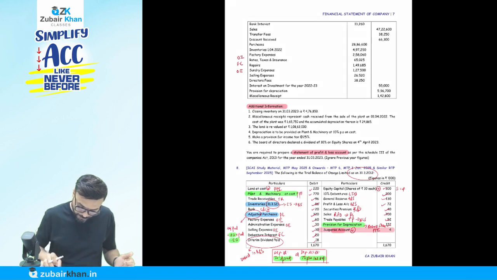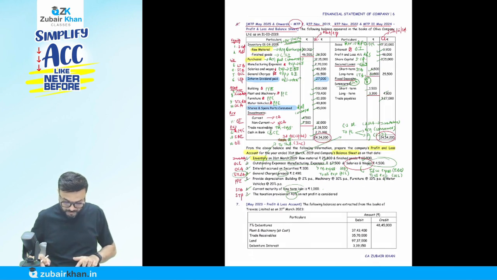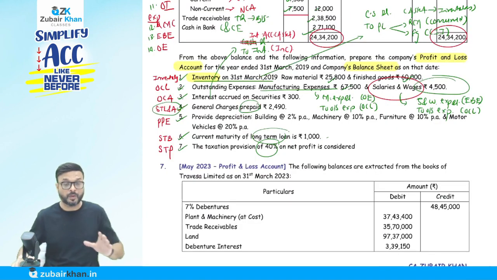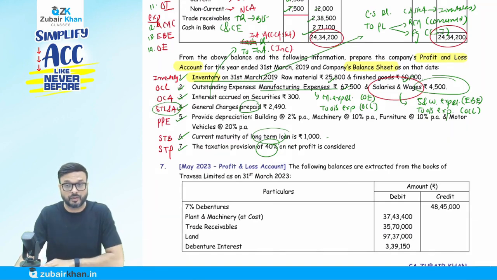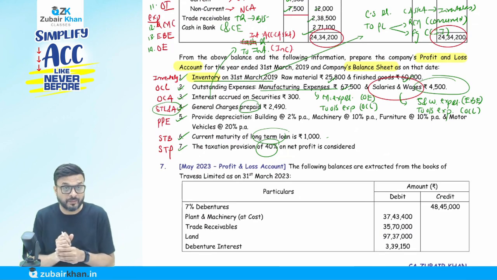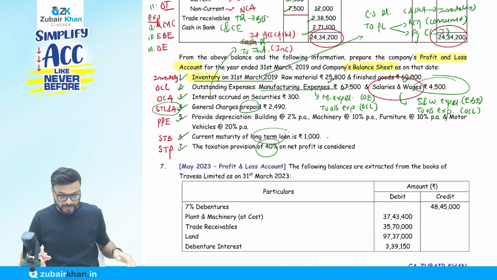Okay, now here, what we'll do is take one item at a time, but be careful that they ask me just to prepare the P&L account. Okay, not the balance sheet. So we'll ignore the balance sheet items. We are just going to take the items of the profit and loss account. First, you can see the 7% debenture. Debenture is a balance sheet item. So what do they ask you just to prepare? Profit and loss.